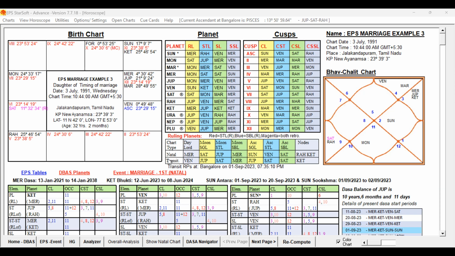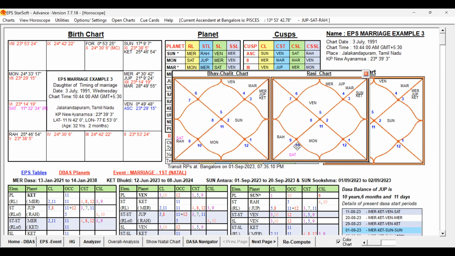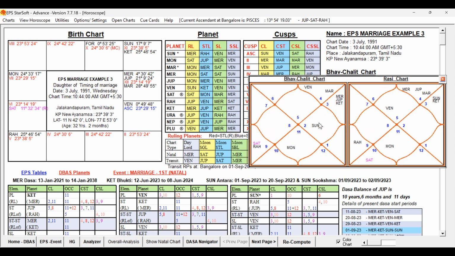Anyway, what we have to do now is the preliminary study. For that, let me open the North Indian chart and let us check the 7th rulers and their influence. The Lagna is Leo Lagna. The 7th cusp is falling in Aquarius, and the 7th Lord is Saturn.